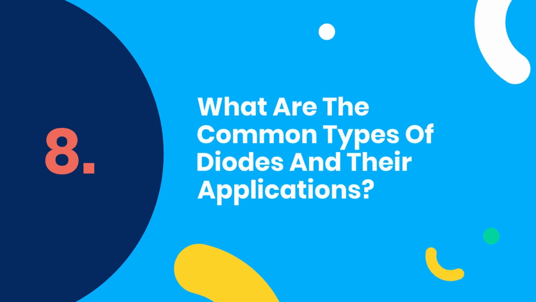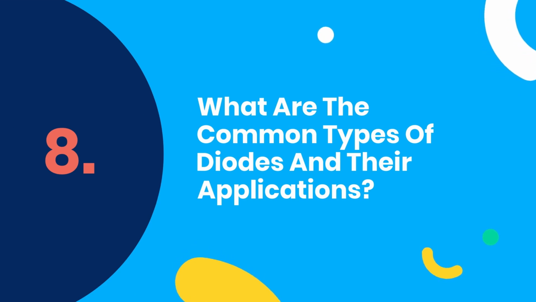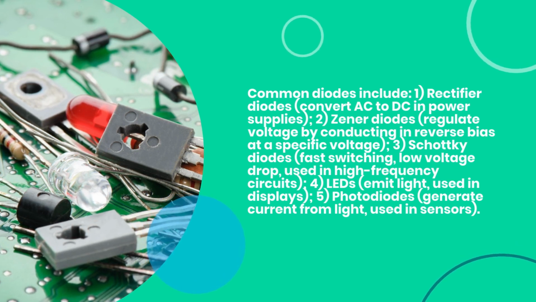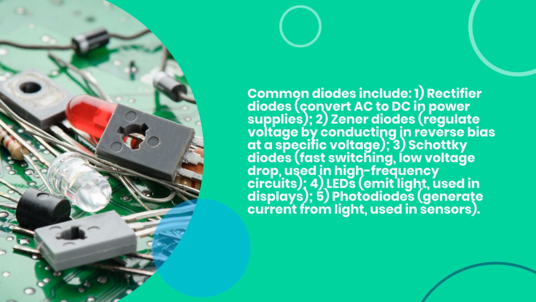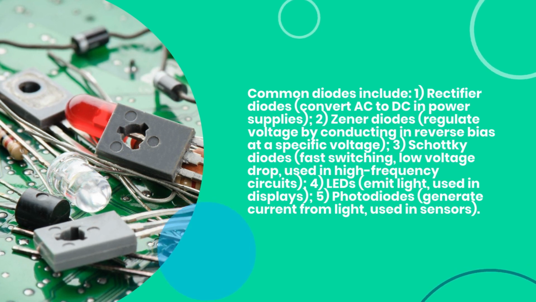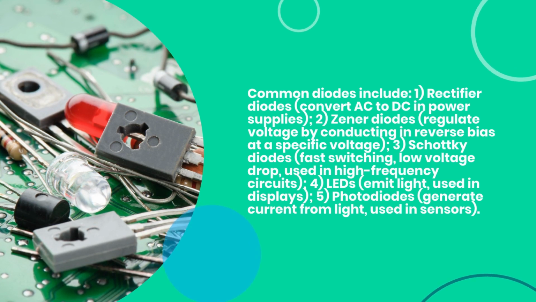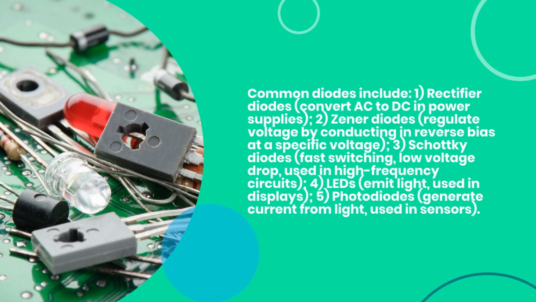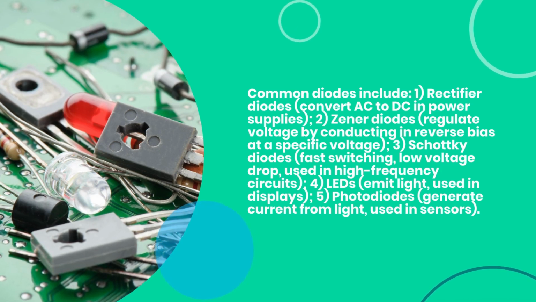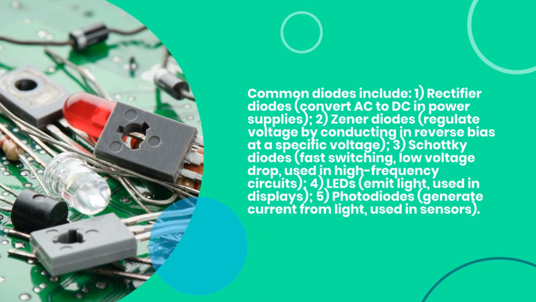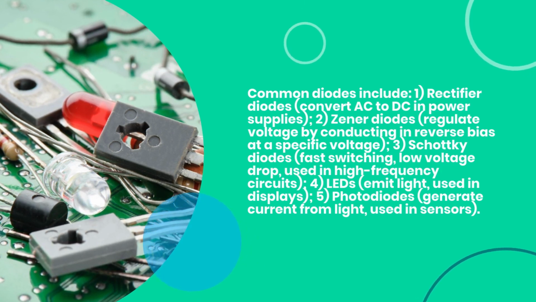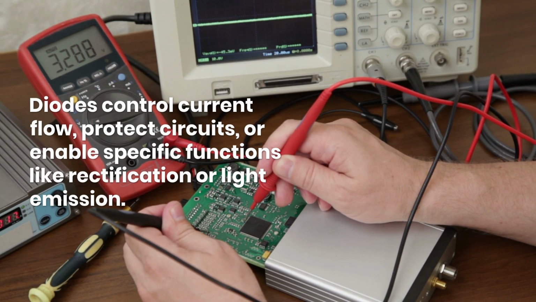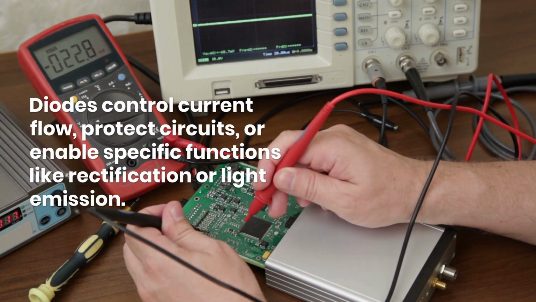8. What are the common types of diodes and their applications? Common diodes include: 1. Rectifier diodes, convert AC to DC in power supplies. 2. Zener diodes, regulate voltage by conducting in reverse bias at a specific voltage. 3. Schottky diodes, fast switching, low voltage drop, used in high-frequency circuits. 4. LEDs, emit light, used in displays. 5. Photodiodes, generate current from light, used in sensors. Diodes control current flow, protect circuits, or enable specific functions like rectification or light emission.